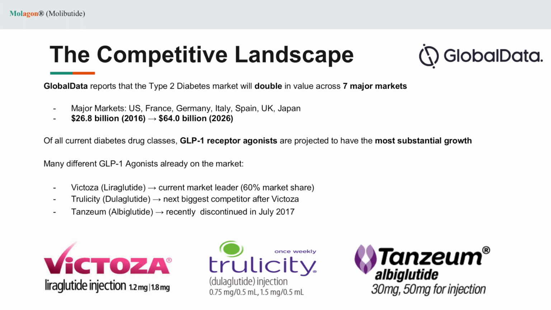There are many GLP-1 agonists currently on the market, such as Victoza, Trulicity, and Tanzeum. Victoza is the current market leader as it dominates the GLP-1 receptor agonist market with 60% market share. Trulicity is the next biggest competitor after Victoza, and lastly, Tanzeum was recently discontinued in July 2017. We see Malagon as the dominant market leader by 2026, overtaking Victoza as the greatest market shareholder.